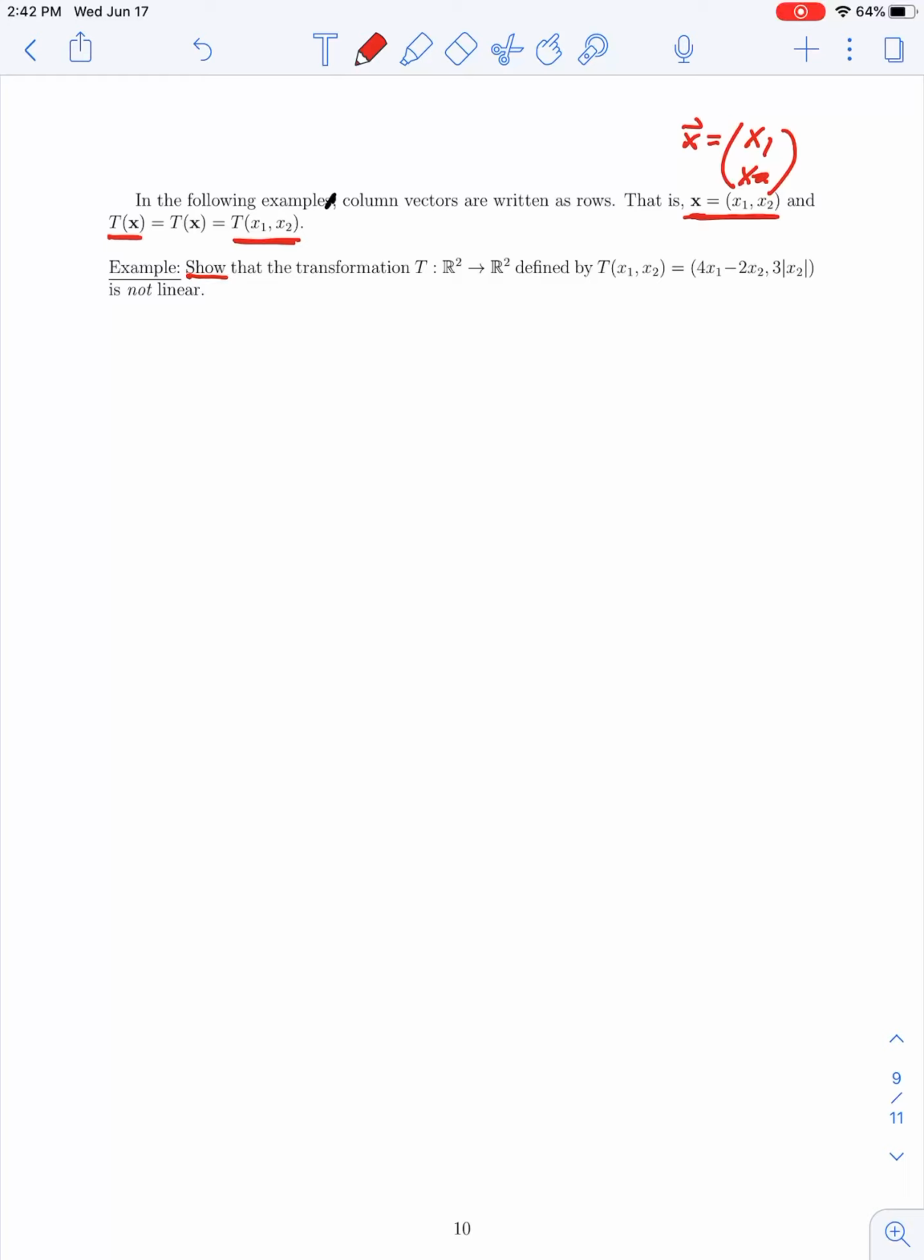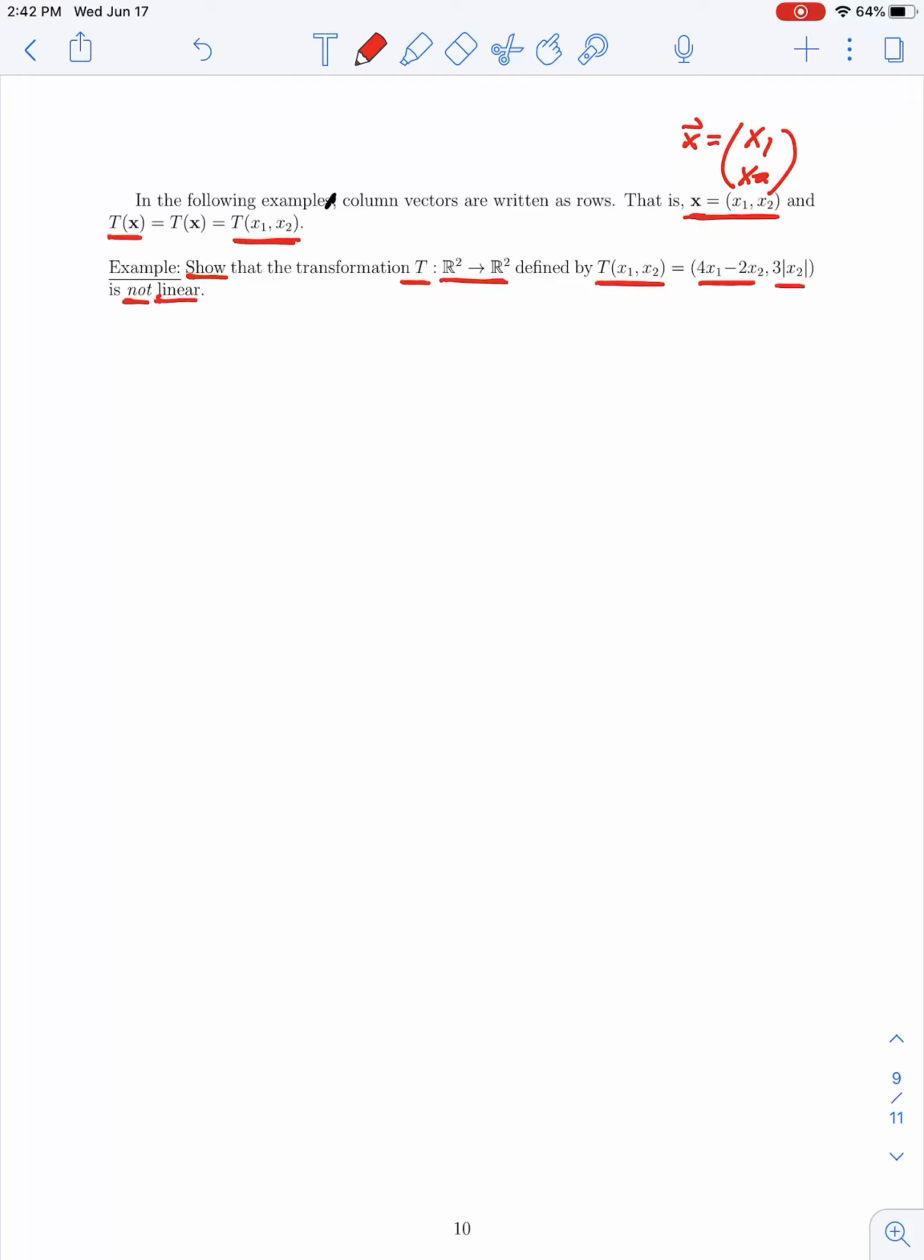All right. So we're going to consider the following transformation. Here we are asked to show this transformation T from the plane to itself, which is defined in the following way. T of a vector x1, x2 gives us a two-dimensional vector whose first component is defined as 4x1 minus 2x2, and the second component is defined as 3 times the absolute value of x2. We need to show that this transformation is not linear. So we need to show that there is some property which does not hold for linear transformations.